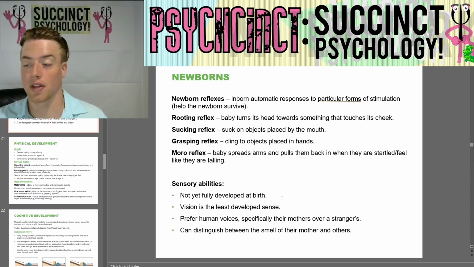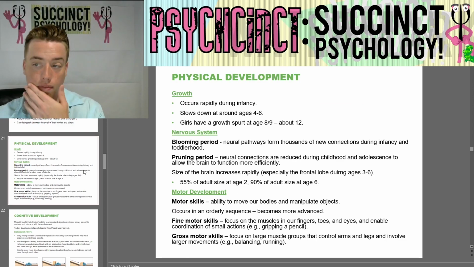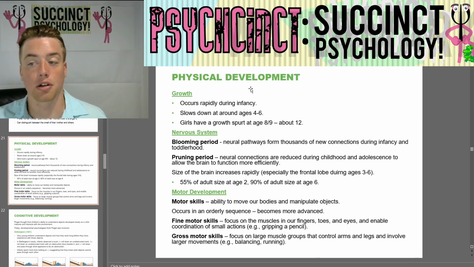Vision is the least developed sense, so they can't see too well. They prefer human voices, specifically their mothers, over strangers, and can distinguish between the smell of their mother and others. Now, physical development and growth occurs rapidly during infancy, but it slows down at around ages 4 to 6. Girls have a growth spurt at age 8 to 9 to about 12.